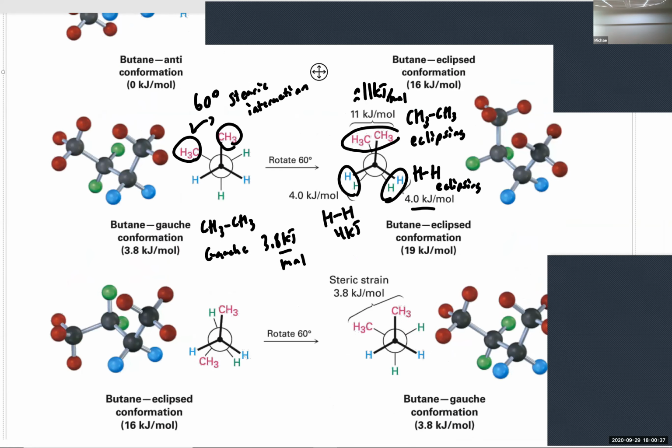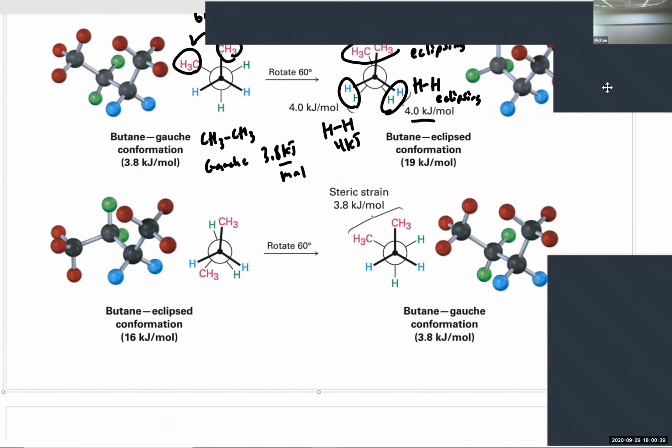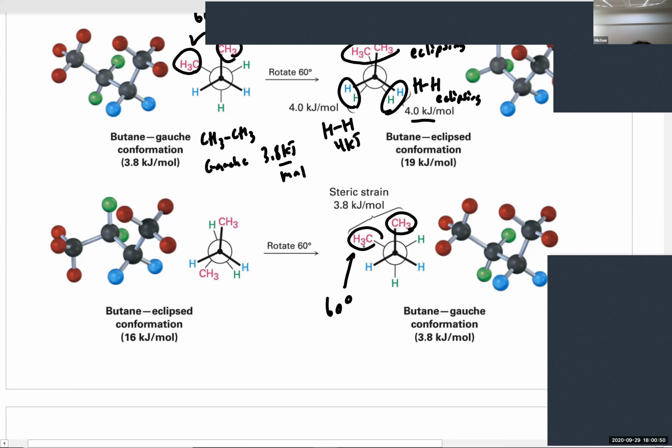So just to visualize the Gauche conformation once again. The Gauche conformation occurs when we have a 60-degree separation between bulky substituents. And this is a steric interaction that costs us around 3.8 kilojoules per mole. This is known as a Gauche-butane interaction, and we will see this again in later chapters.